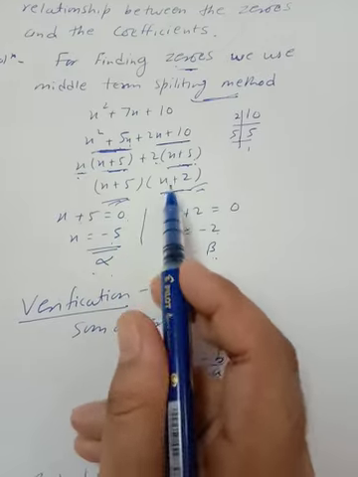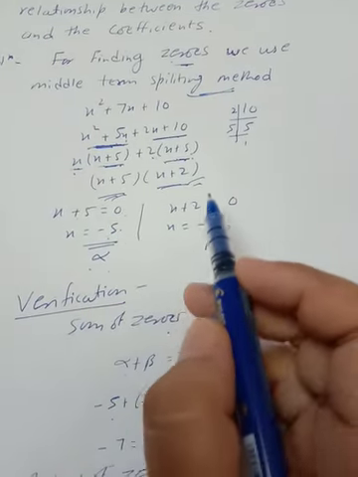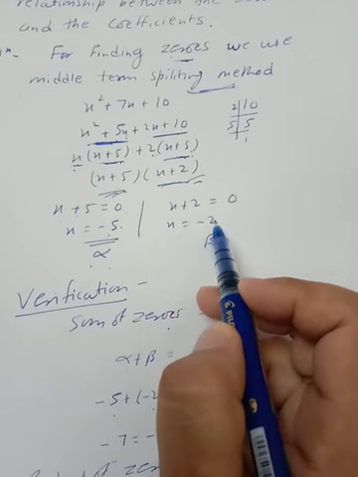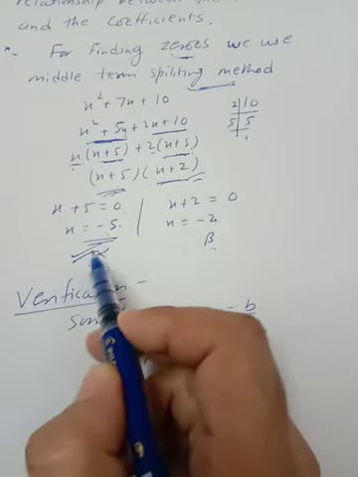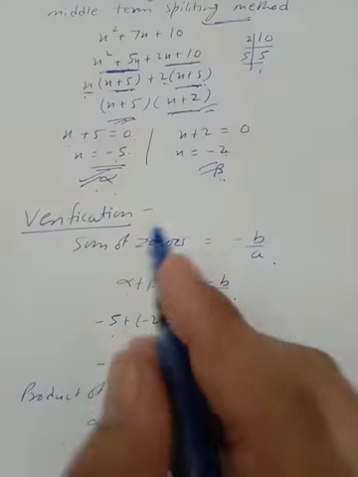Equating this with 0 and this with 0, we get x equals minus 5 as the first zero and x equals minus 2 as the second zero. So this is our alpha and this is our beta. Now second is the work of verification.